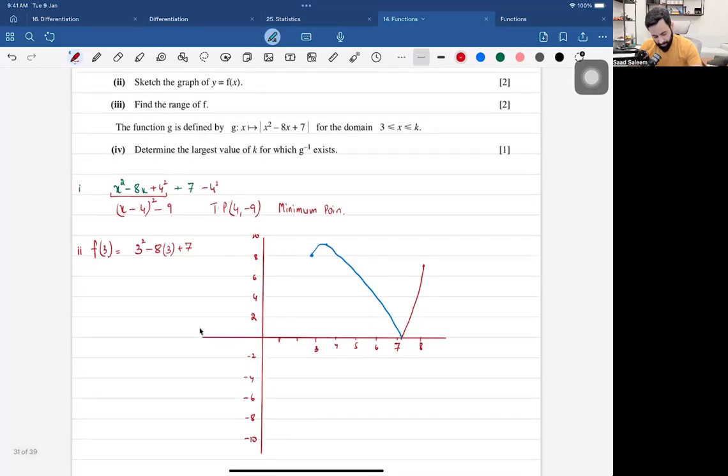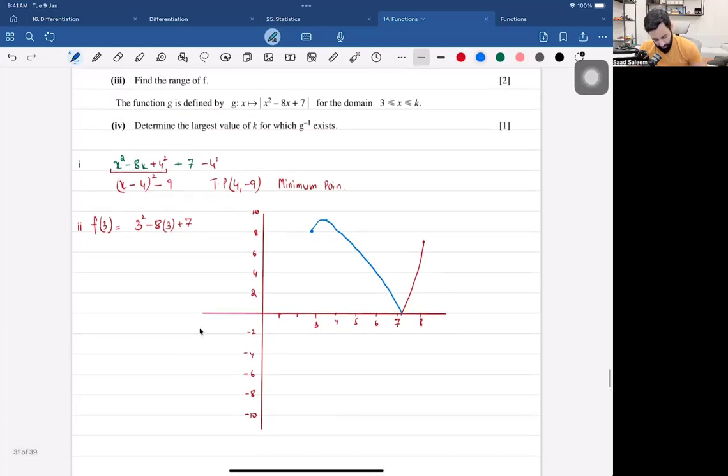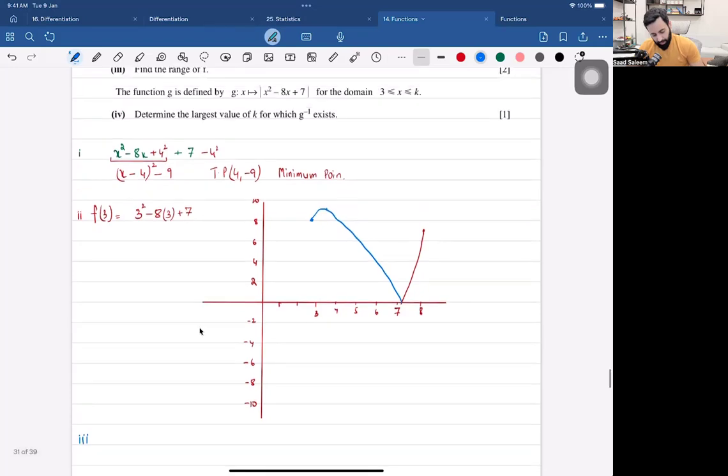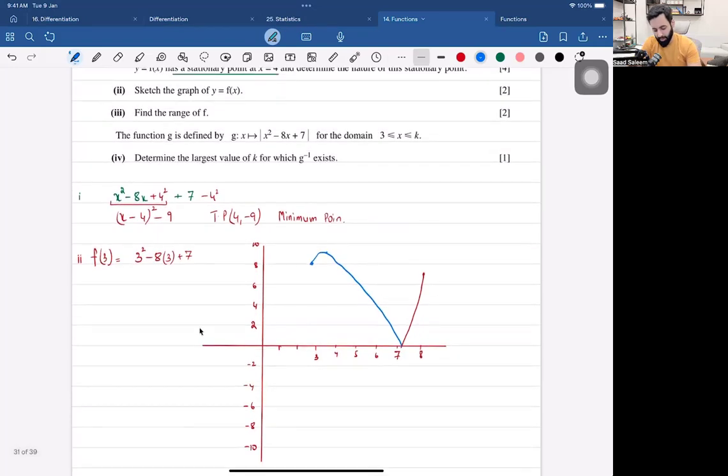The next part says find the range. That's quite predictable of the examiner to ask us to find the range because the examiner has done everything necessary for us to be able to do that now. The range means the highest and the lowest value. So let's identify the highest value. The highest value is 9. The lowest value, as you can see, is 0.